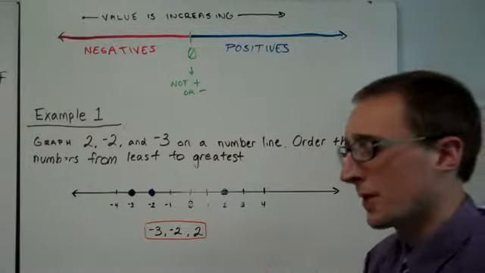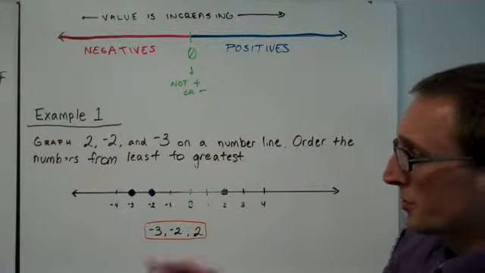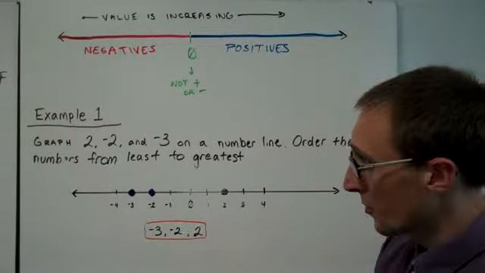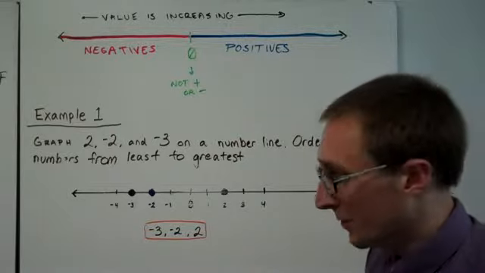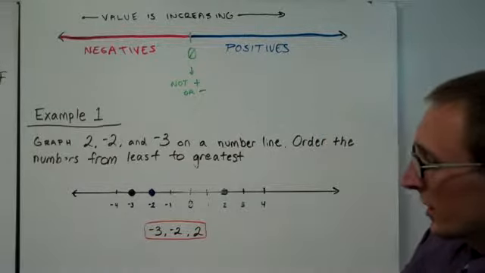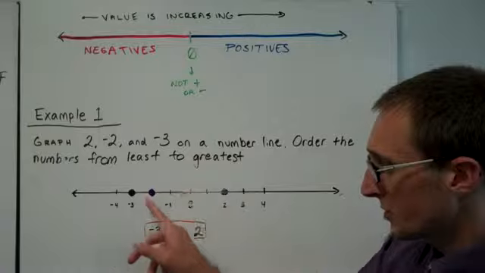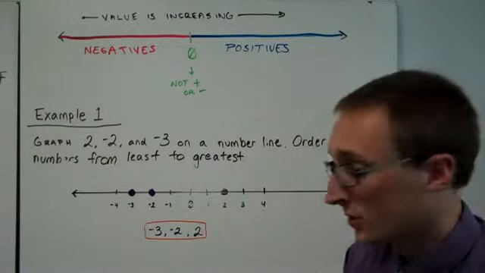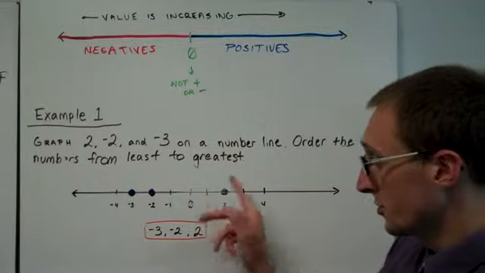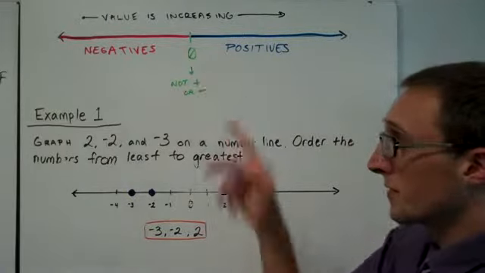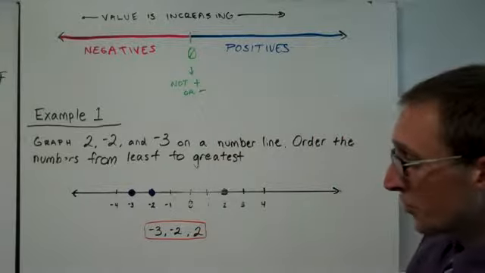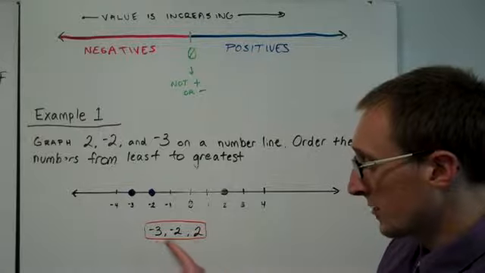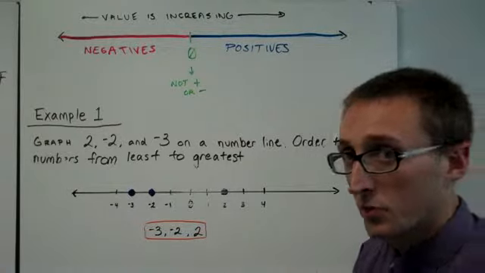So let's say we have an example. I give you 3 numbers, 2, negative 2, and negative 3, and I want you to graph them on a number line. Then I want you to order the numbers from least to greatest value. So on a number line, they will look like this. Here's negative 3, 3 units to the left of 0, negative 2, 2 units to the left of 0, because it's negative, and finally 2, which is 2 units to the right of 0, since the positive numbers are to the right. To put these in order, remember it goes from least to greatest value as you read it from left to right. So negative 3, negative 2, and 2 would be what those are.